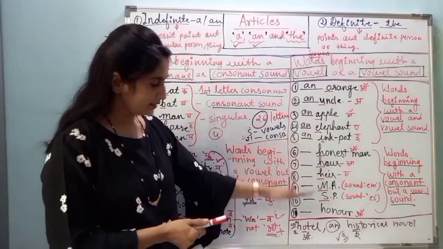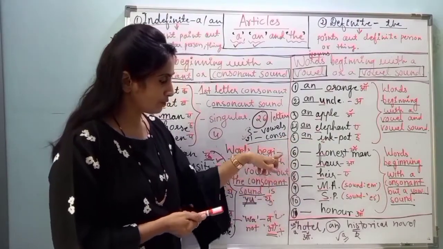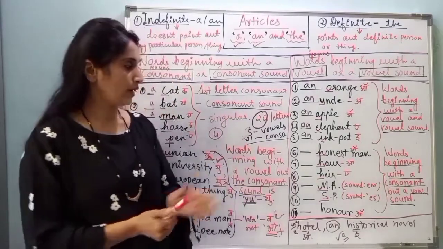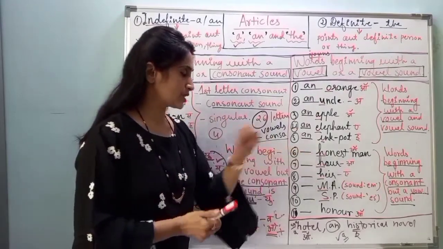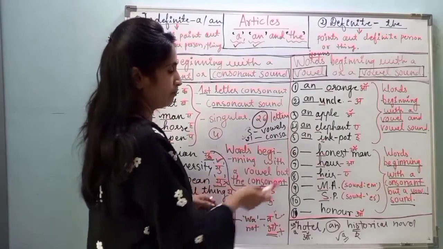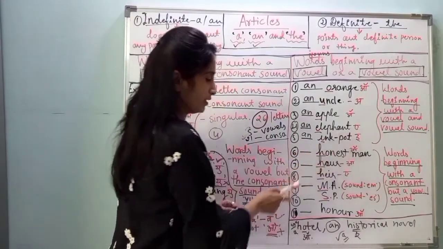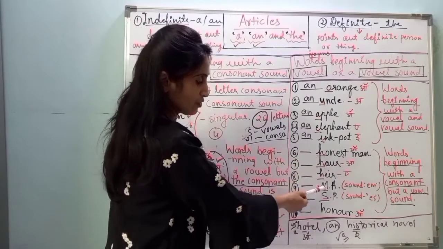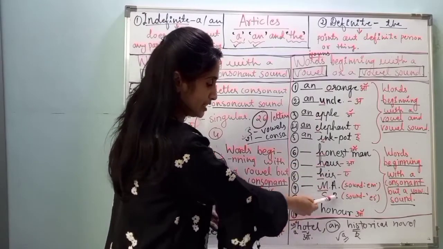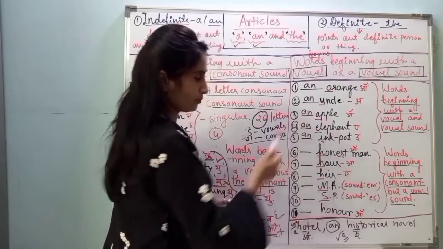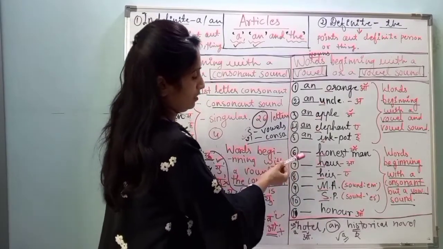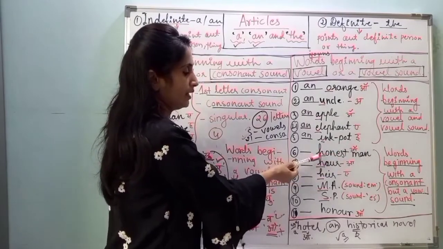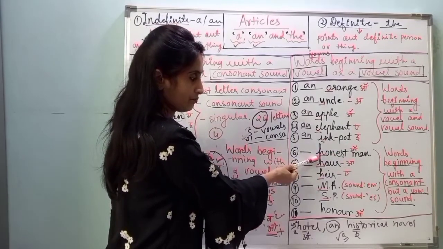Now, let us study the second group. That is, words from 6 to 11. Okay, pay attention. I am reading the words. See the nouns here. Dash honest man. Dash hour. Dash heir. Dash M.A. Dash S.P. Dash honor. Now, this word, honest man, begins with the letter H.